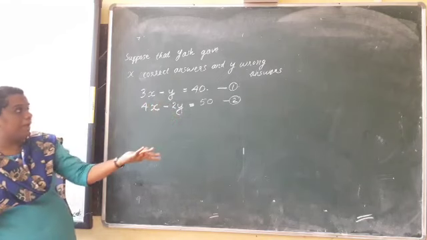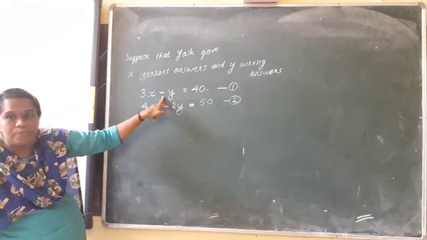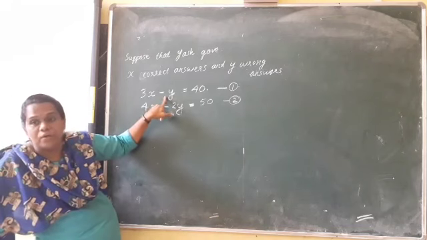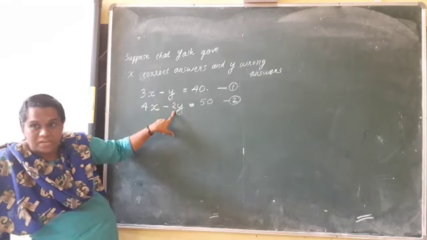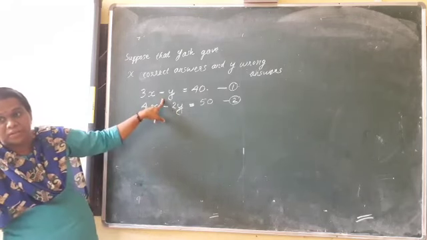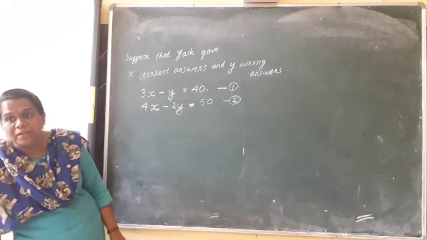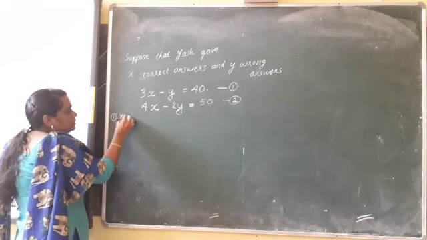Or you can apply the substitution method. Here I am going to make the coefficients of y the same. So here 2y, here y only. How do we make them the same? In the second equation 2y, in the first equation only minus y. First equation should be multiplied by 2. Equation number 1, multiply by 2.